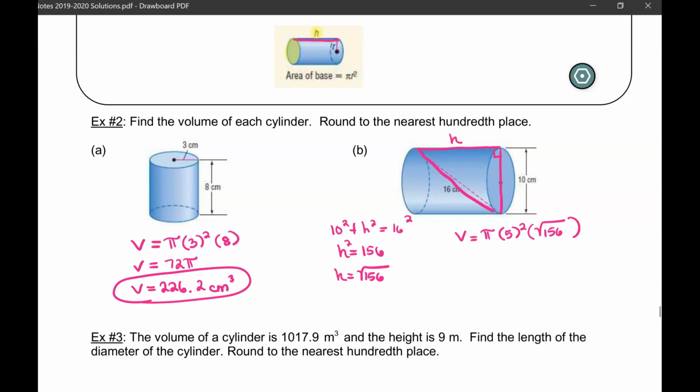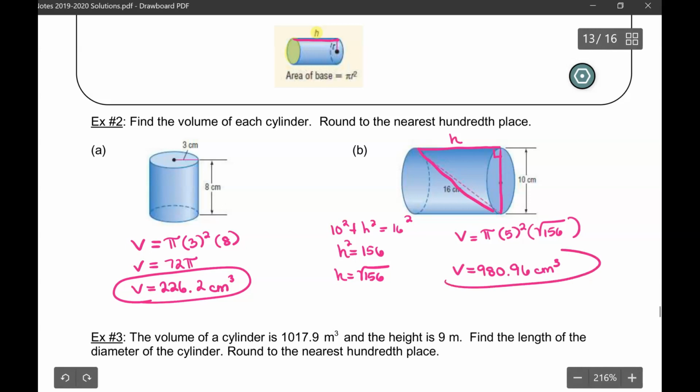So we'll plug that all in. This time I'll just write it as my approximated answer, so that'll be 980.96, and it's cubic centimeters again.